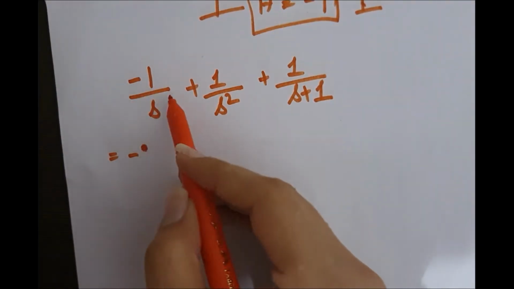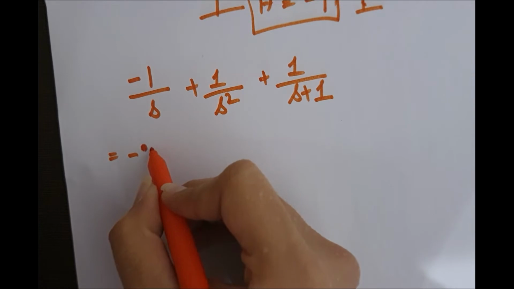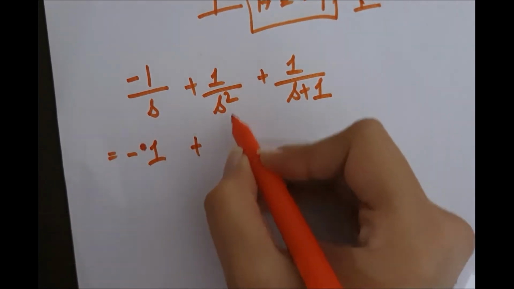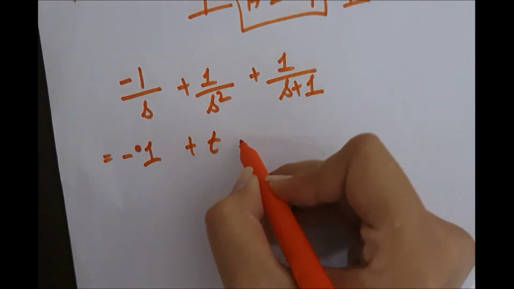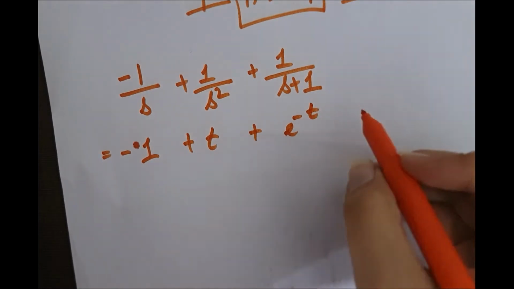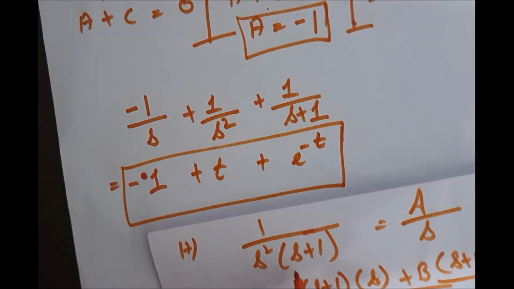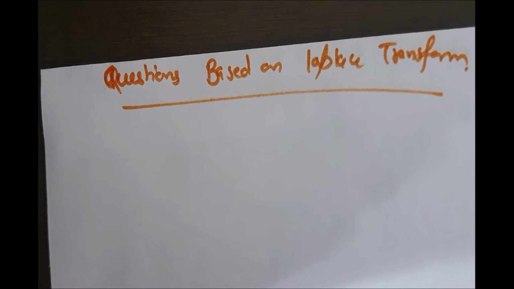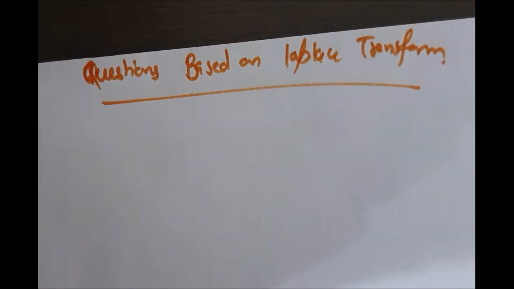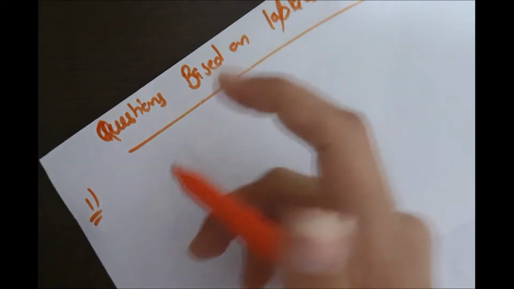Here minus 1 by s, its inverse Laplace transform will be minus 1, 1 upon s square gives t, and its exponential is minus t. So the inverse Laplace transform of this function comes out to be this. Now questions based on Laplace transform. These questions are based on properties of Laplace transform and inverse of Laplace transform. After that we will study GATE questions.